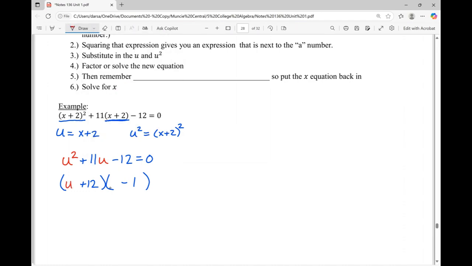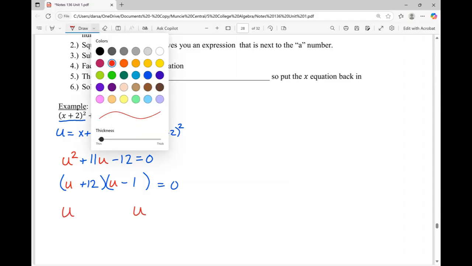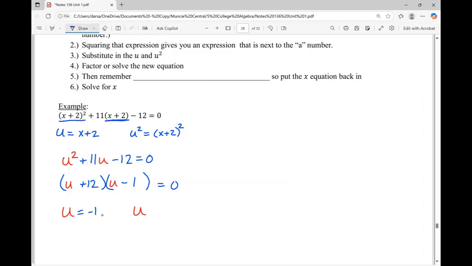So remember, the variable u is the variable that we're working with here, right? 12 times negative 1 is negative 12. 12 plus negative 1 is 11, and we've got the u. Now, solving, when we set each of these equal to 0, u will equal negative 12, and u will equal positive 1. Okay, have we finished solving the problem?